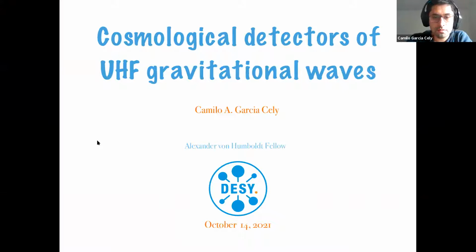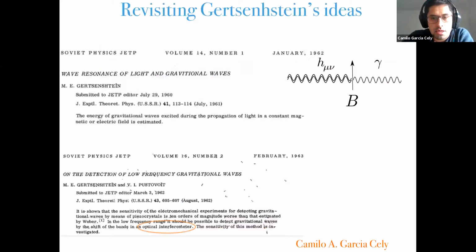Okay. Good afternoon, everyone. I will try to be brief so that we can all go for lunch. So I'm going to talk about cosmological detectors of ultra-high frequency gravitational waves. Essentially, I will focus on the Gertsenshtein effect, which has been widely discussed in this workshop. And as you all know, the idea is that we focus on the conversion of gravitational waves into electromagnetic waves.